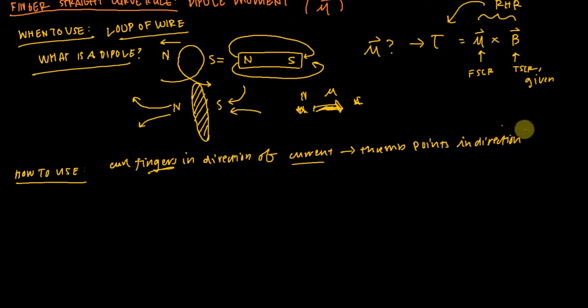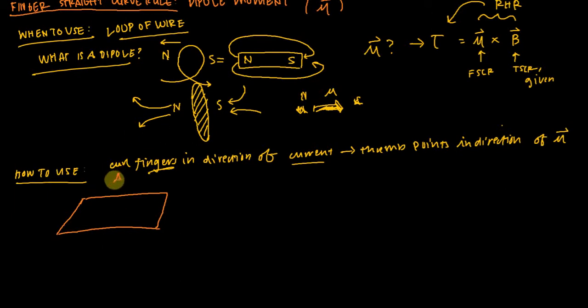So thumb points in the direction of the magnetic dipole, or the dipole moment of a magnet, okay? So let's do this. Remember, we use this in cases where we have a loop of current. So let's say that we have a loop of current that looks like this. This is just like a wire, and we're somehow magically inducing a current flowing in here. First, let's do a top view.